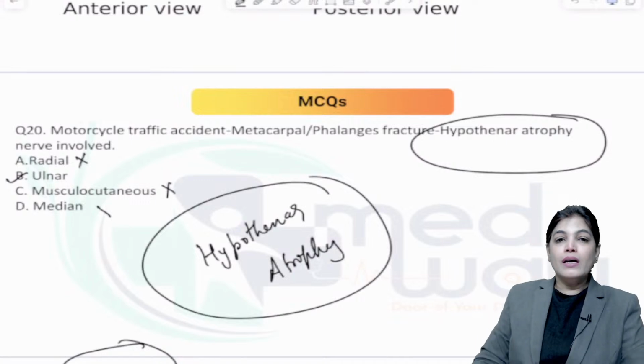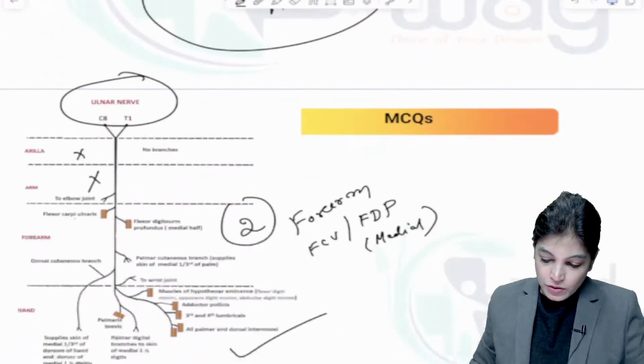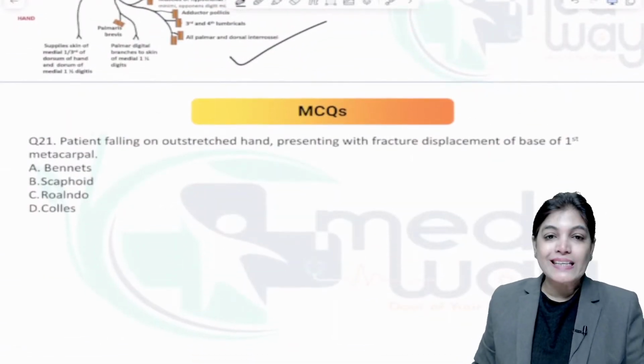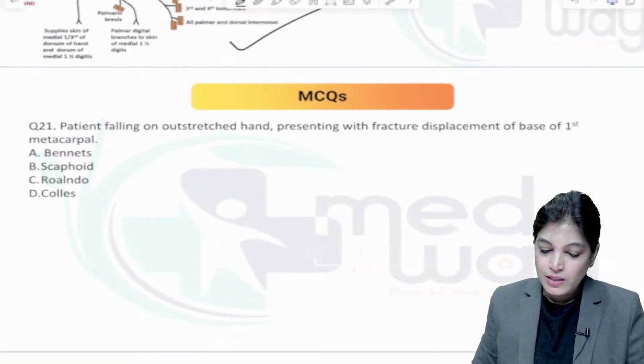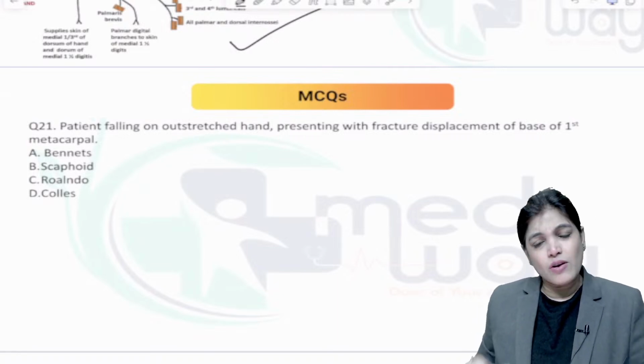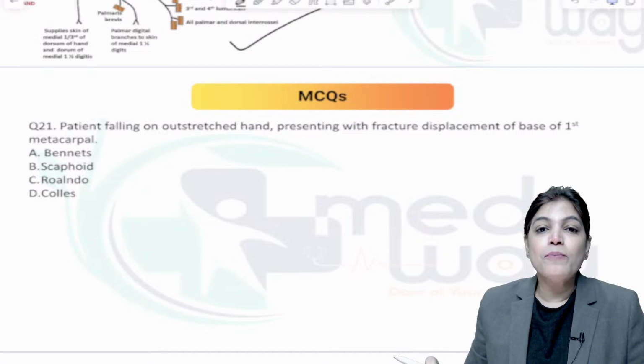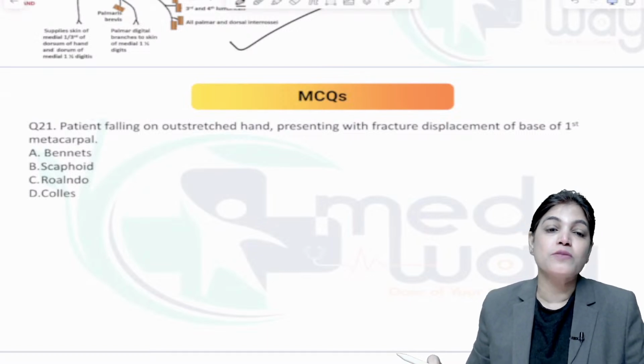Got it everyone? Now moving to the next question, that is question number 21. Patient is falling on an outstretched hand. Actually, this question is also a question of orthopedics, but it's also related to anatomy. So why not solve this? Patient falling on an outstretched hand presents with a fractured displacement of base of first.